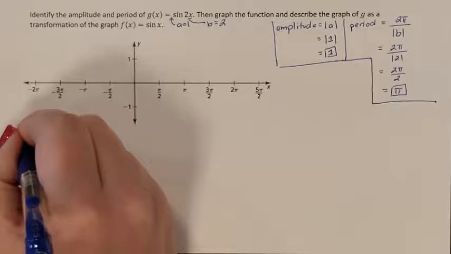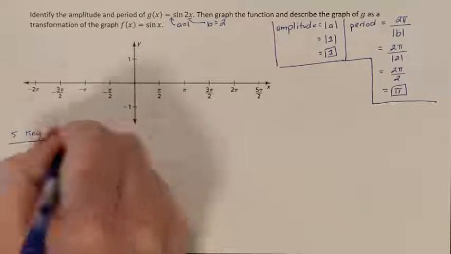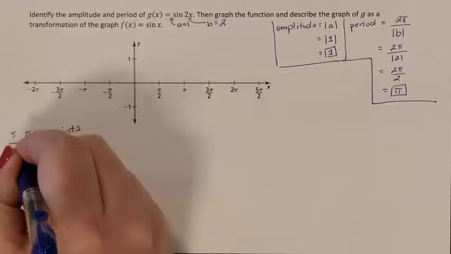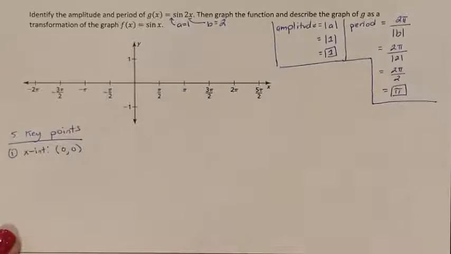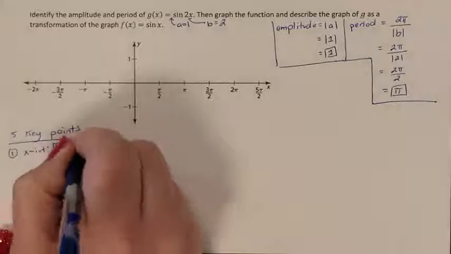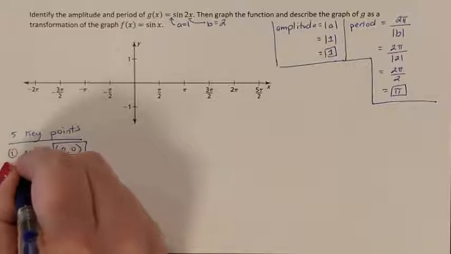Now I need my 5 key points. For the sine, you have 3 x-intercepts. X-intercept number 1 is the coordinate point 0, 0. Your other 2 x-intercepts are formulas.